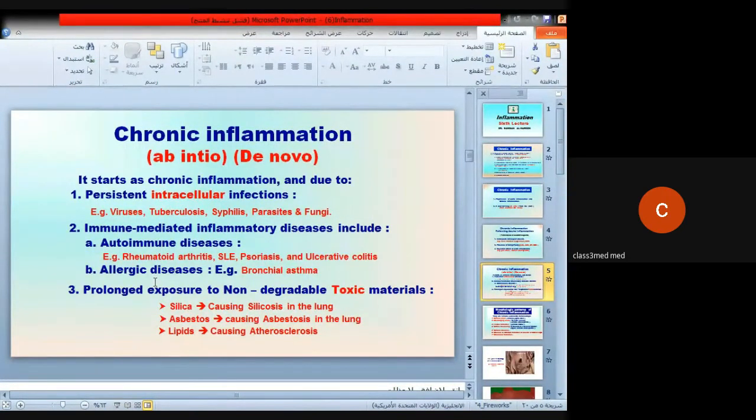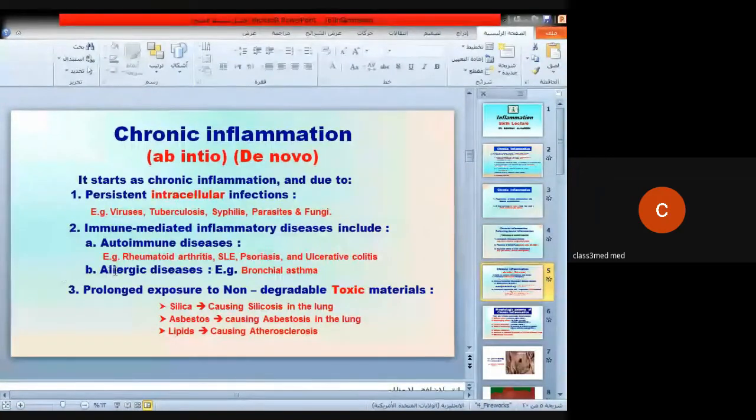فإذا chronic inflammation such as rheumatoid arthritis, systemic lupus erythematosus or SLE, psoriasis ذا الصدفية بالسكن, and ulcerative colitis. Ulcerative colitis, it is immune-mediated disease of bowel. It is a chronic inflammatory bowel disease. Ulcerative colitis. So these are autoimmune disease.